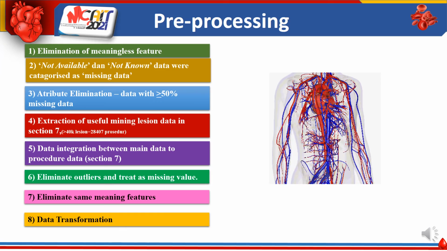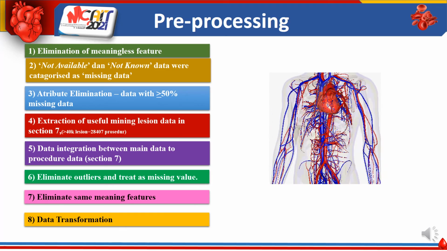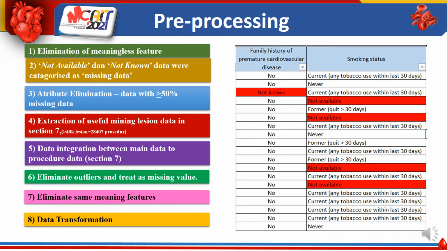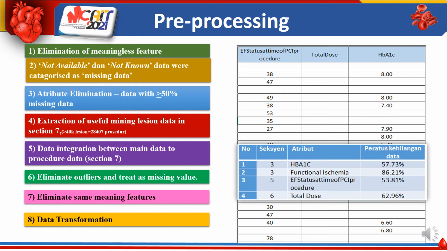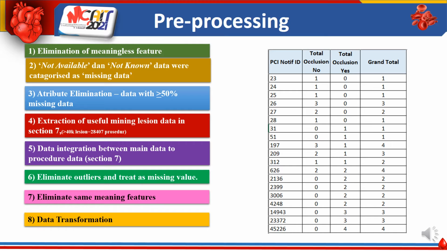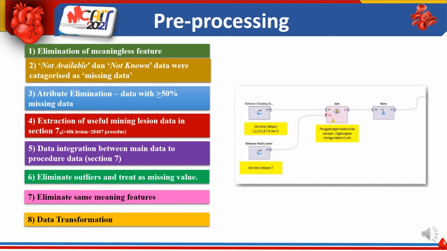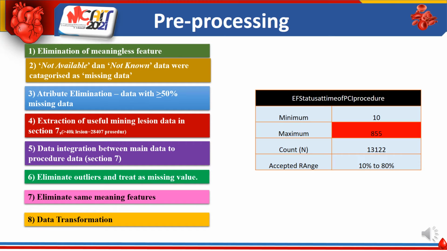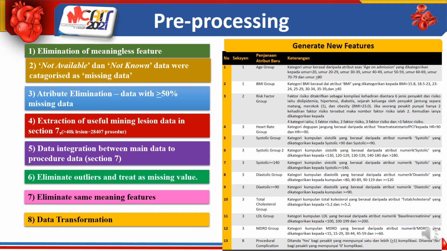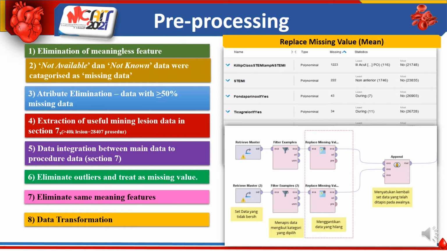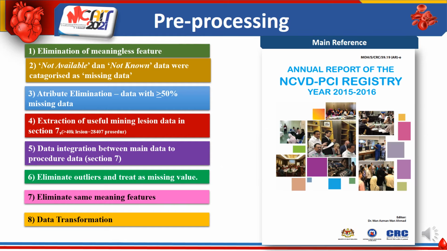For the pre-processing phase: elimination of meaningless features, where not available and not known data were categorized as missing data; attribute elimination, for data with 50% or more missing data; extraction of useful mining lesion data in section 7; data integration between main data and procedure data in section 7; eliminating outliers and treating them as missing values; and eliminating features with the same meaning. For data transformation, we generate new features, replace missing values, and use one-hot encoding. All categorization processes and range values are guided by the NCVD PCI annual reports.